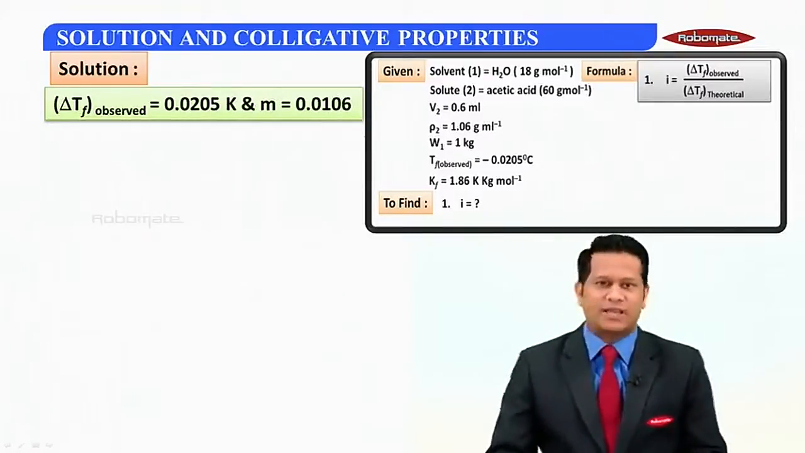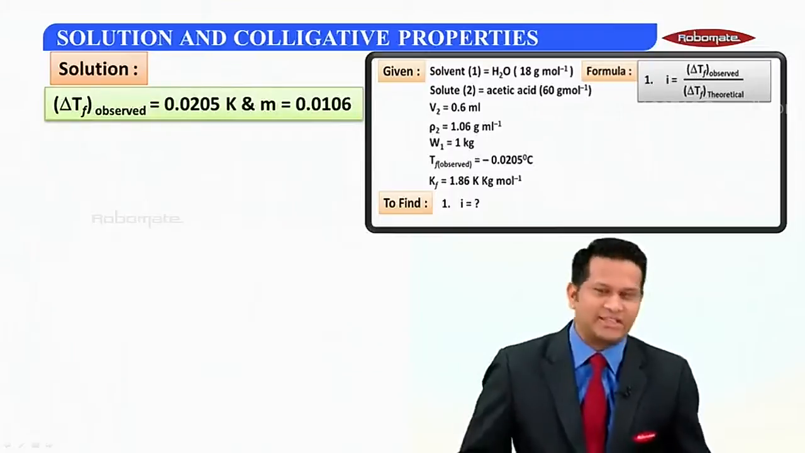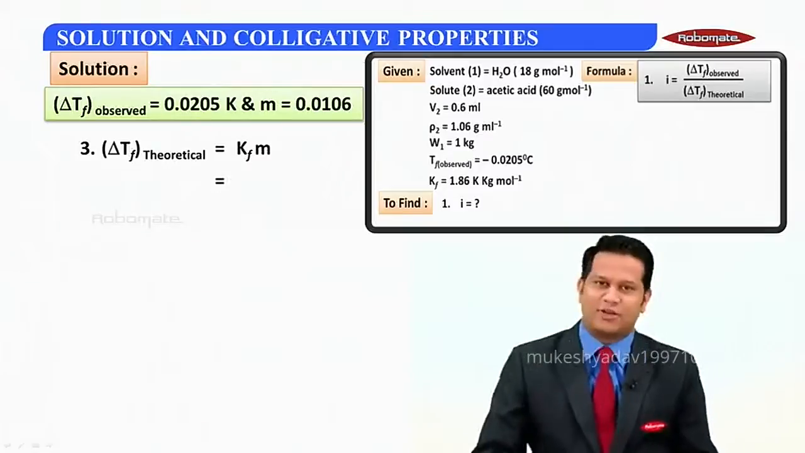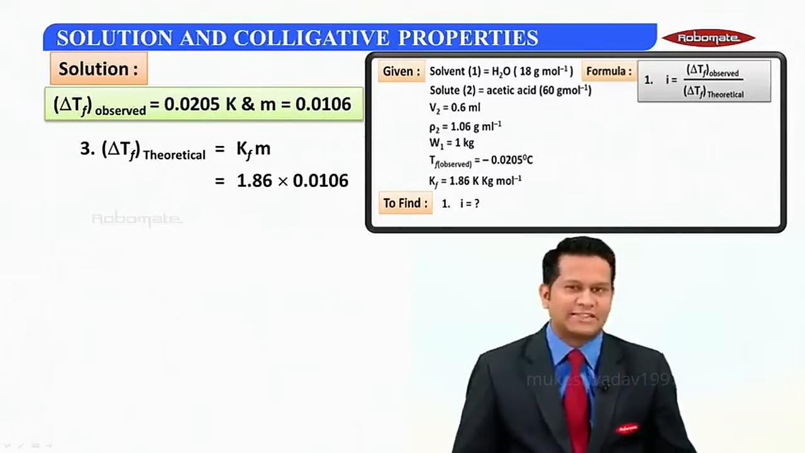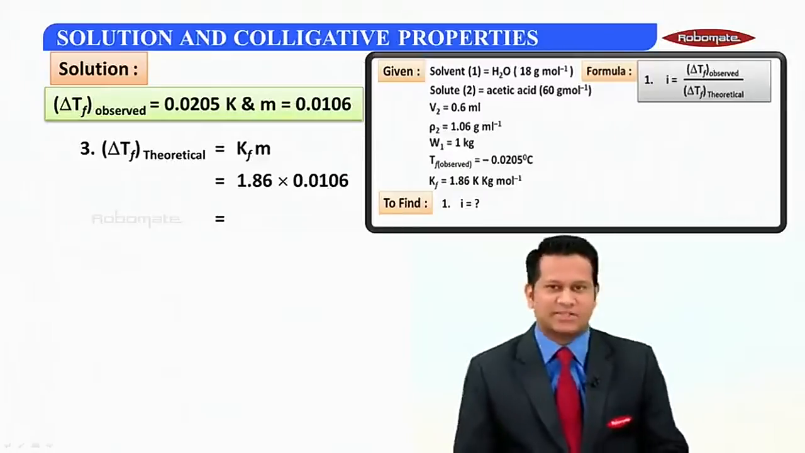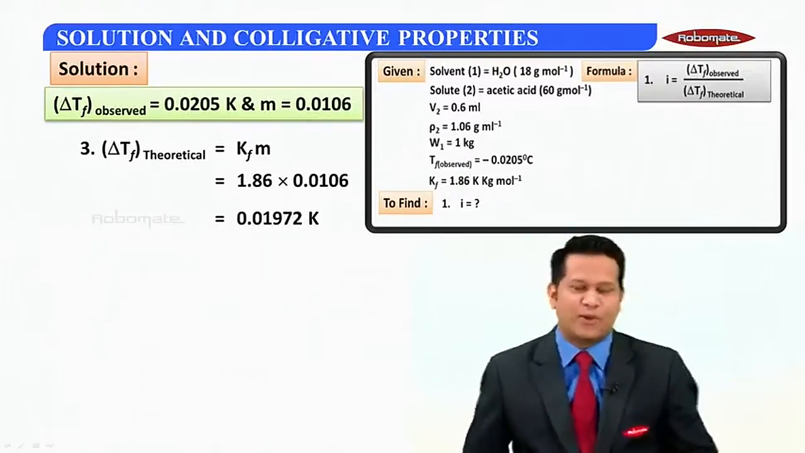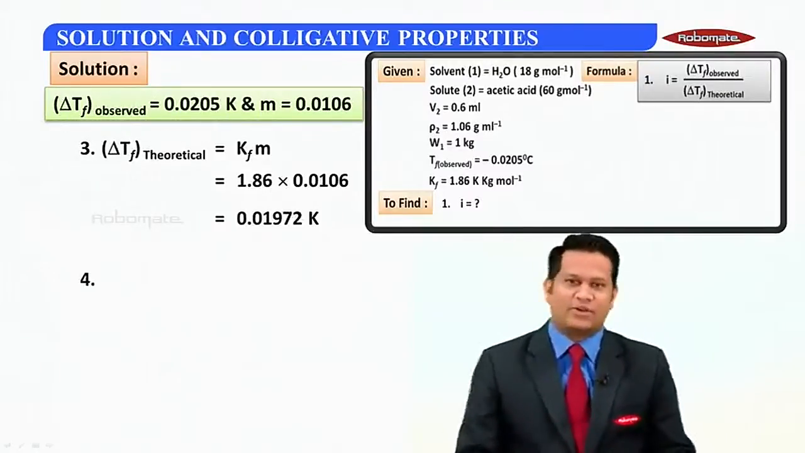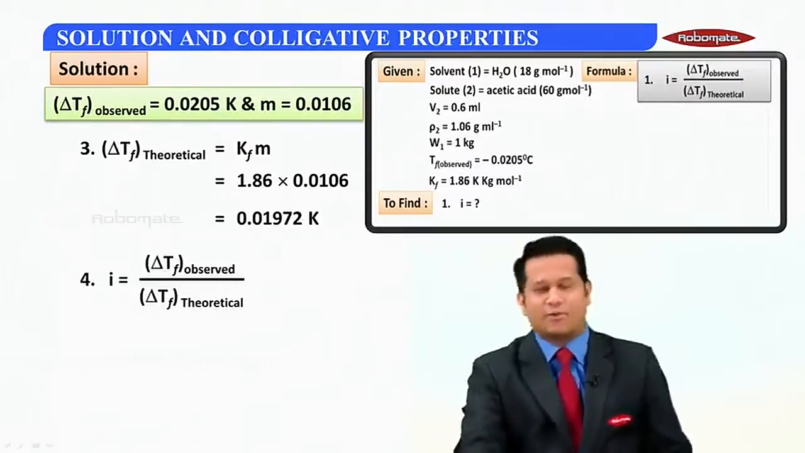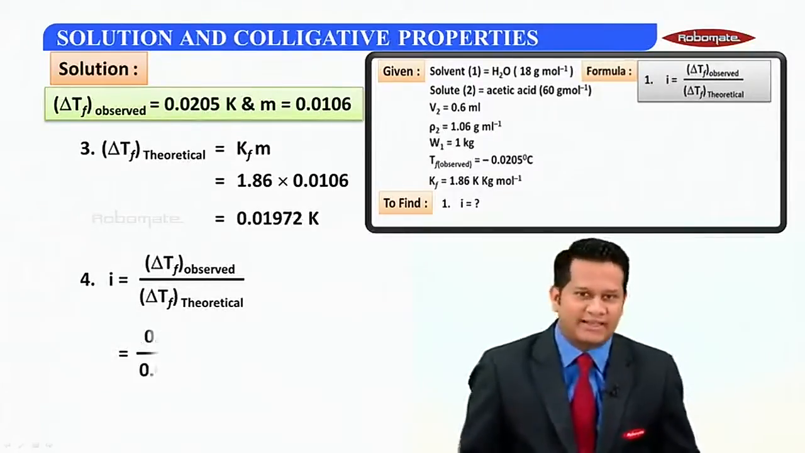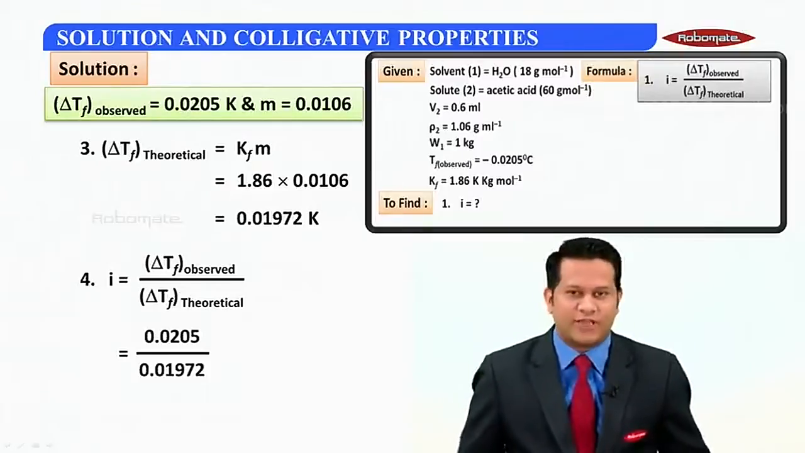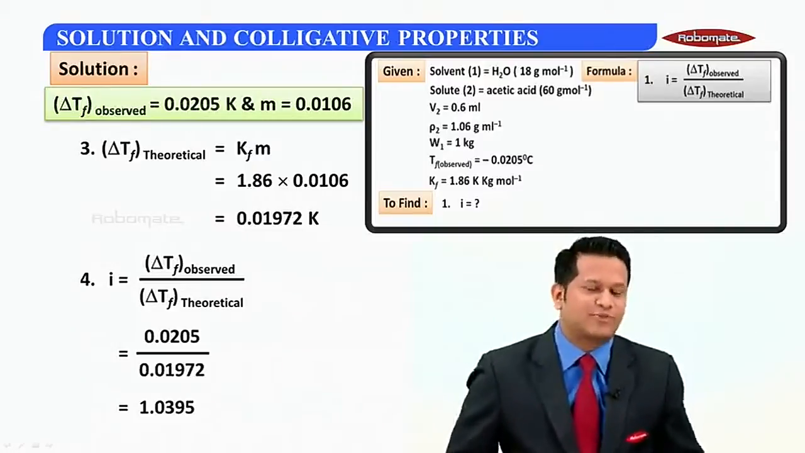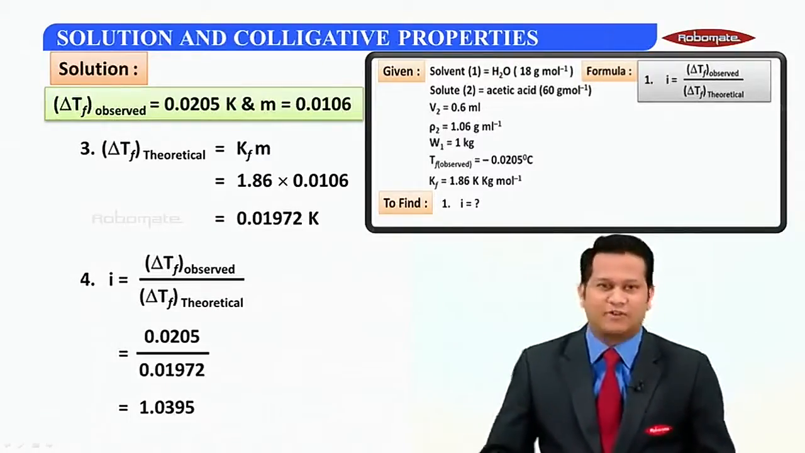Once we get the answer of molality as 0.0106 and delta TF observed, let's now calculate delta TF theoretical, which is nothing but Kf into small m, which is Kf 1.86 into 0.0106, which will give me finally 0.01972 Kelvin. Now once I know what is delta TF theoretical, let's calculate the value of I, given by the formula delta TF observed upon delta TF theoretical. Delta TF observed, we know it's 0.0205 and theoretical is 0.01972, which on further solve will give me answer as 1.03952 as the value of I, that is Van't Hoff factor.